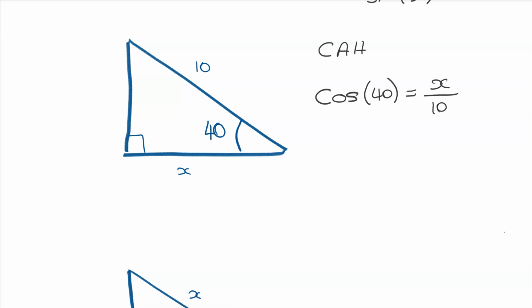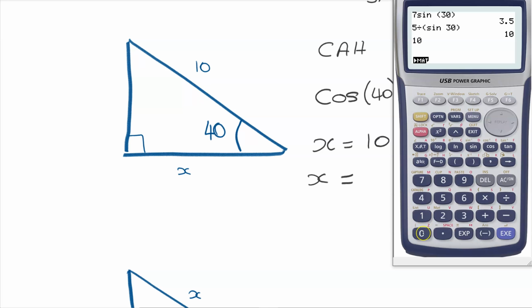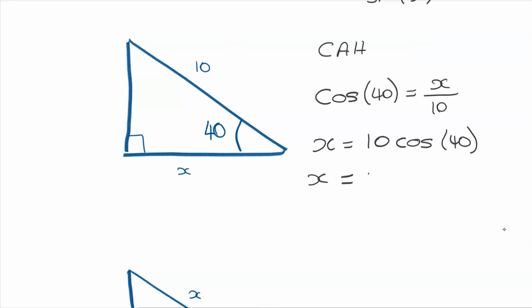What I can do is rearrange and have x is equal to 10 multiplied by cos of 40. So x is equal to, and in my calculator again, I'll go 10 cos 40. And I get 7.66. So 7.66 is this length right here. Okay, so a bit of rearranging, but we've used that idea of SOH CAH TOA. We've seen that we're trying to find the adjacent, but we've been given the hypotenuse and an angle, so we can use CAH.